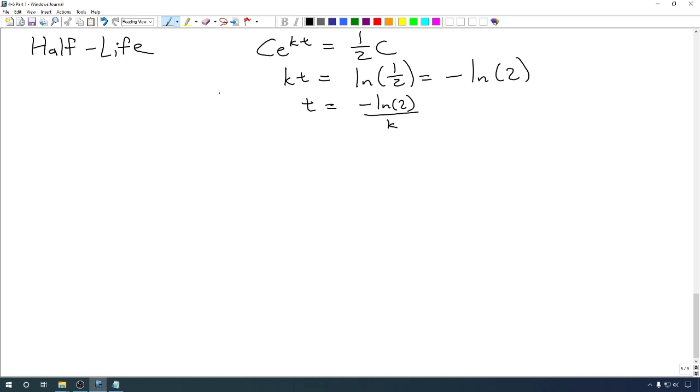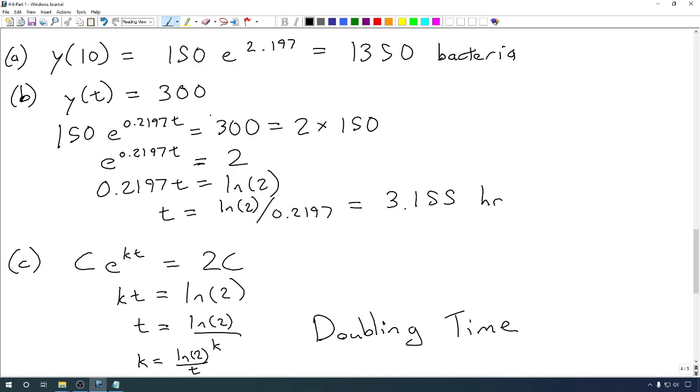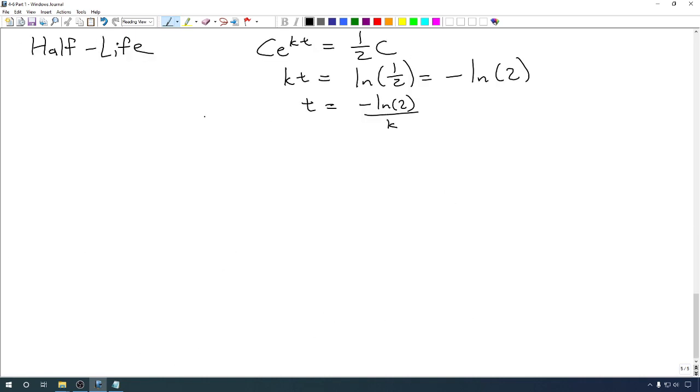And note, this is actually pretty similar to what we had in the previous one. It's the same form, except we have a negative now. But keep in mind, the half-life is when k is, or the exponential decay is when the k is negative. So actually, this number here, the negative ln 2 over k, is a positive number in this case.